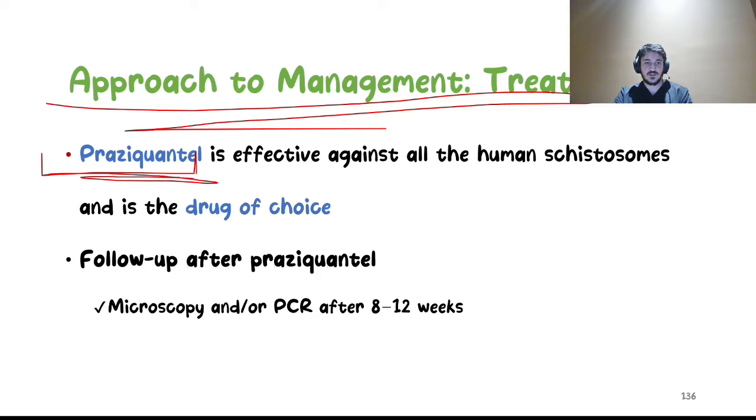The drug to manage it is praziquantel. Just remember that drug. It's really important to remember, I guess, for other lectures, not for micro, but just remember praziquantel is a treatment for schistosoma.